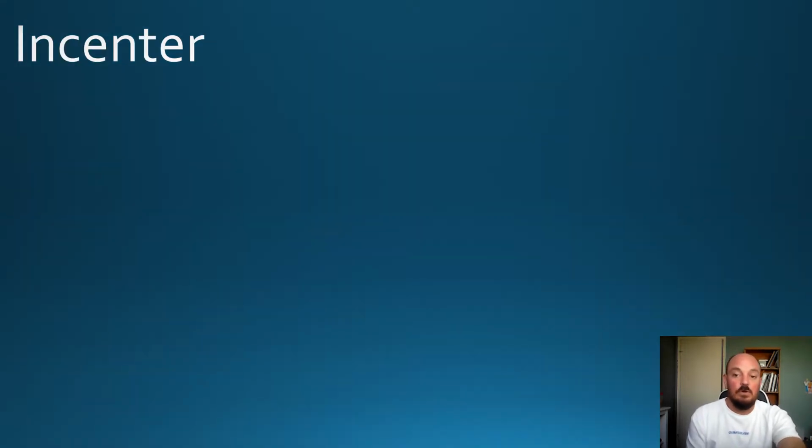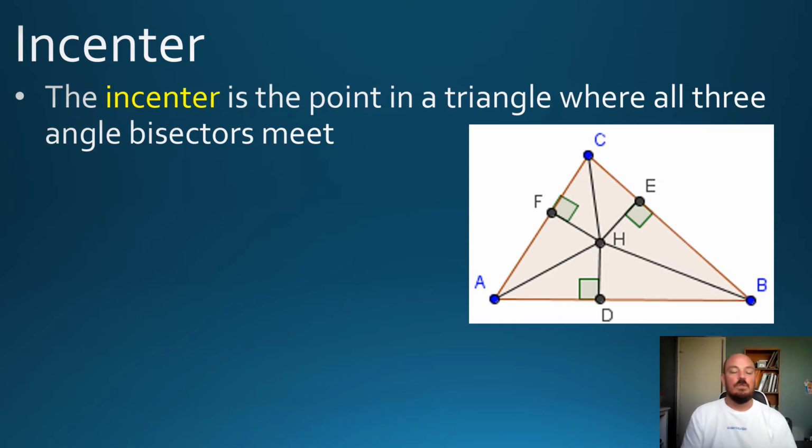Okay, so here's our new vocab word for today. It's called an incenter. And one thing that can be a little tricky here, you might get this confused with circumcenter, which we learned yesterday. So an incenter is the point in a triangle where all three angle bisectors meet.